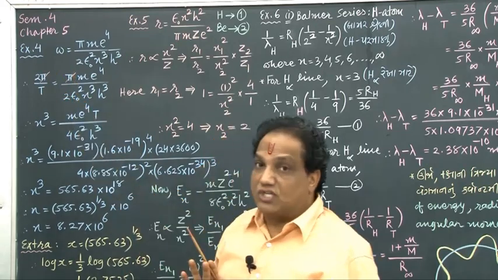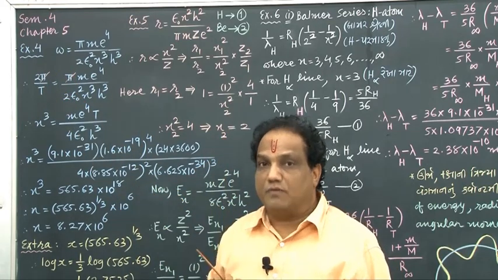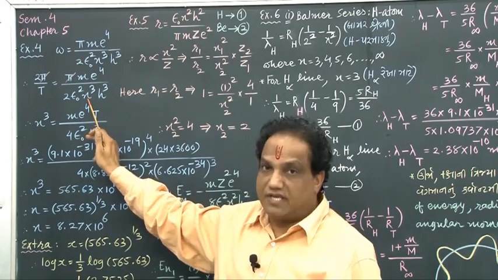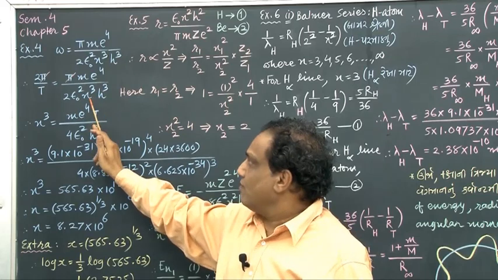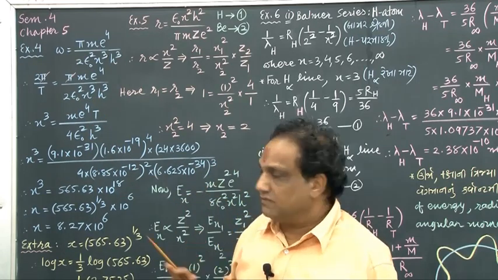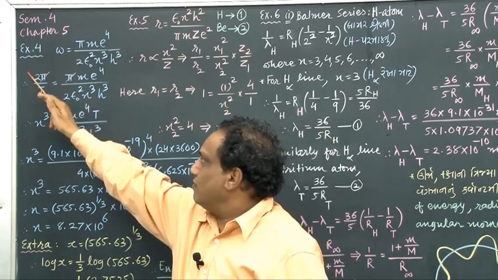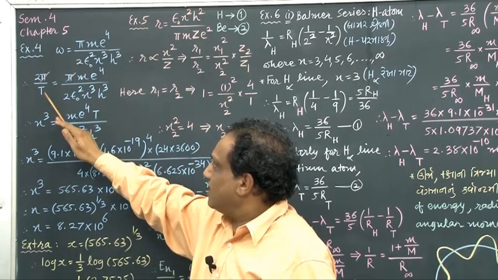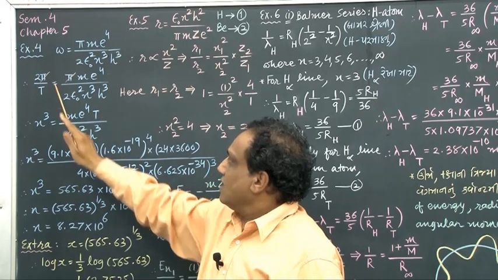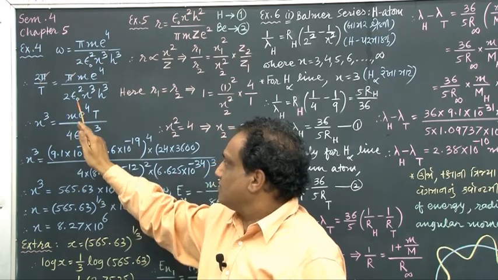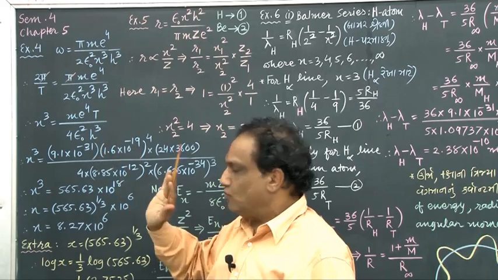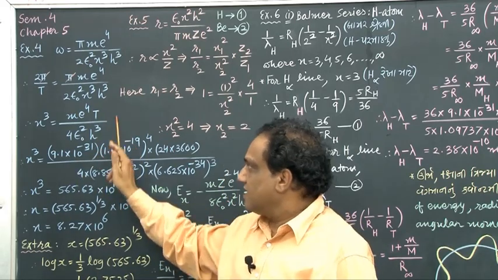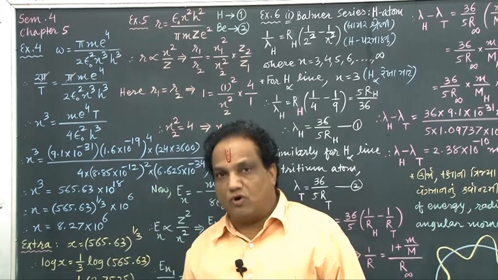We are asked to find out principal quantum number n. So we should make n cube the subject of the equation. First of all, make n cube as subject of equation. N cube we may transfer here. So it will be m e raised to 4 into capital T, 2 2s are 4, epsilon 0 square h cube. If you make n cube the subject of the equation, you will get this right hand side. Now put up all the values.